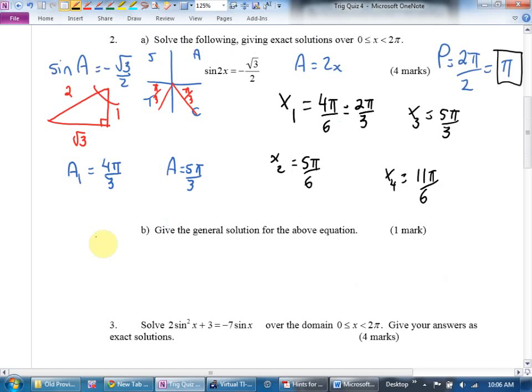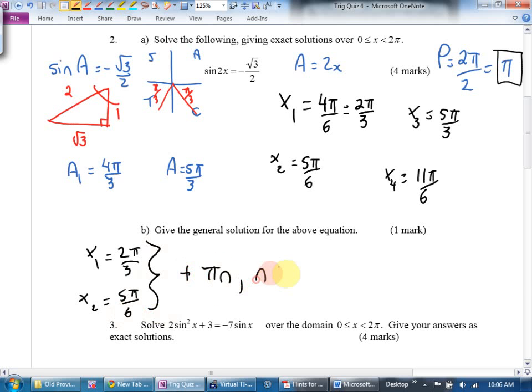Take my first 2, and add the period plus multiples of pi, where n is an integer.